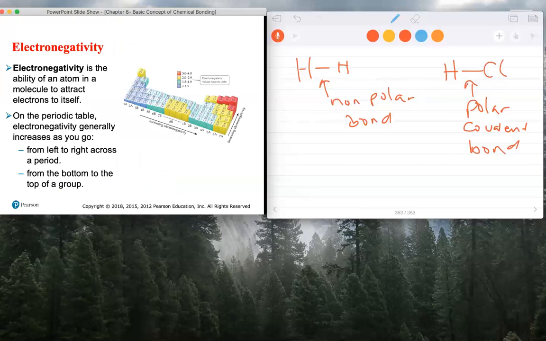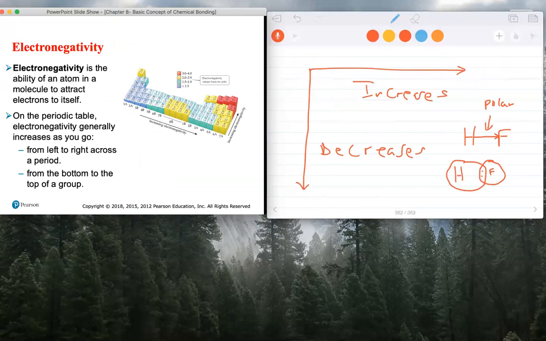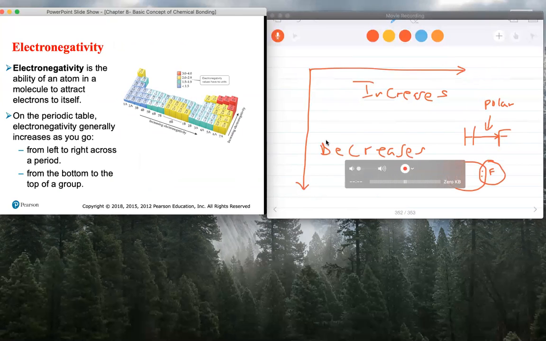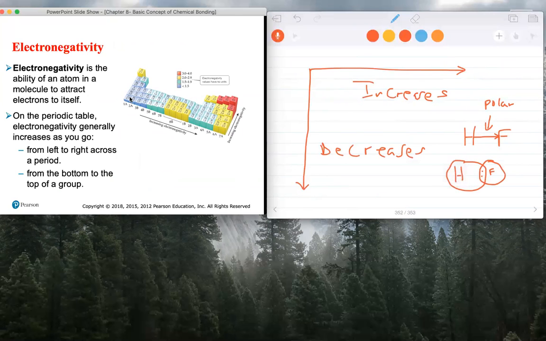Let's look at the periodic table and how the trend changes. I gave you this earlier on. This is the periodic table. You don't need to memorize these numbers, by the way. You'll be given them if need be.